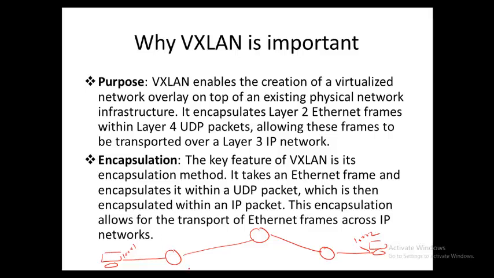I have router 1, router 2, router 3. Let's say here you have some networks like 172.16.1.1/24 and 172.16.1.2/24. So if A and B need to communicate, you need a switch in between. In other words, you need a layer 2 connection in between. What we do is we create a tunnel.